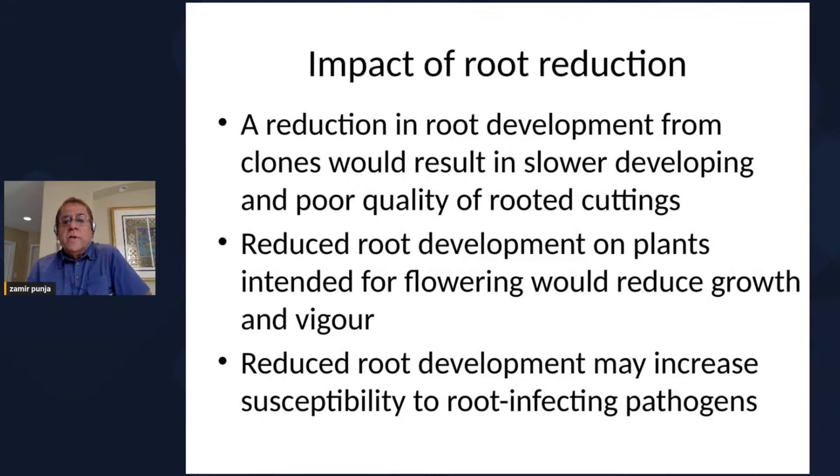The impact, of course, when you have a reduced root system, you're going to have slower growing plants, poorly rooted cuttings. The reduced root development will cause your flowers to be smaller, reduced growth, reduced vigor, and so on. And we have some data that suggests that these plants that have reduced root systems are more susceptible to things like fusarium. Fusarium root rot is more severe on hop latent infected cuttings than on healthy. So that's some other implications for other diseases showing up in your production facility.